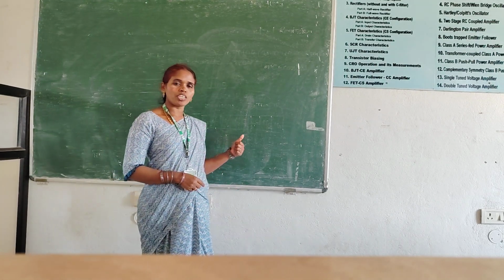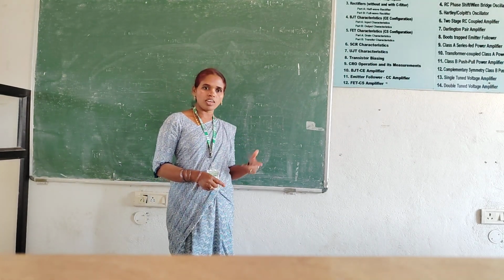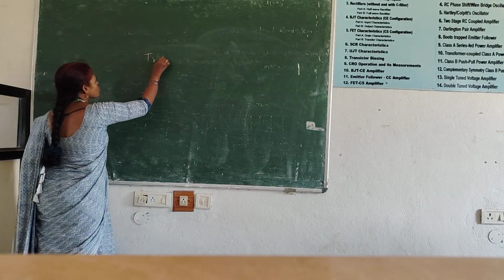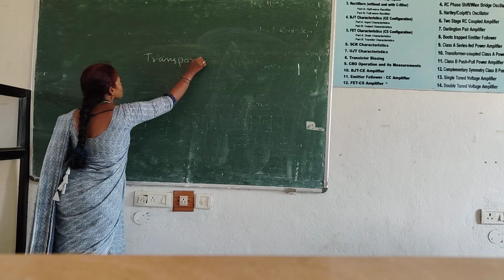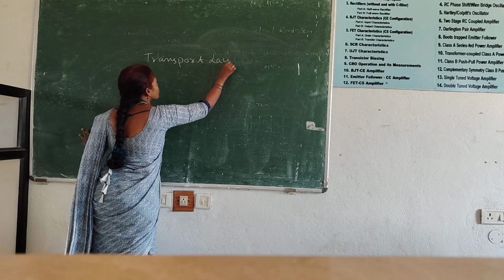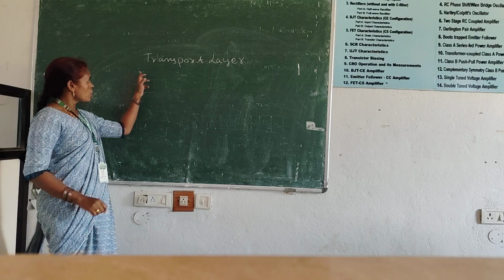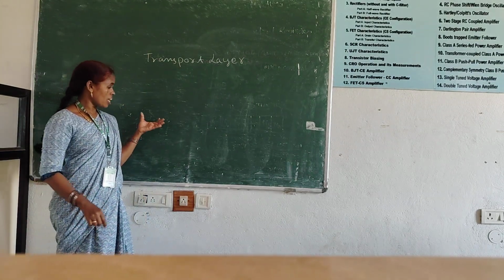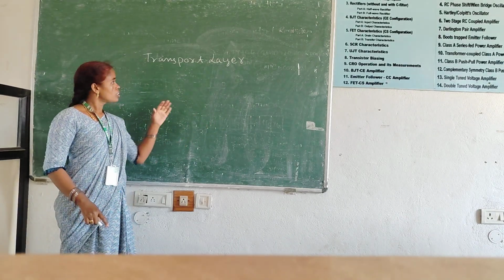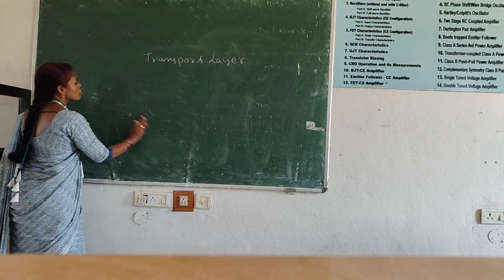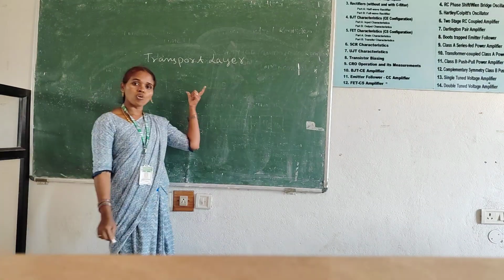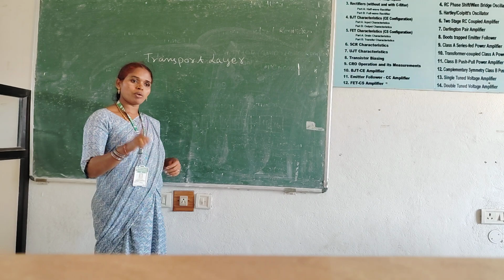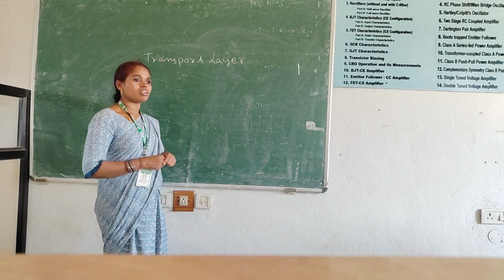Today, I am going to explain the transport layer. In the transport layer, data is transferred from source to the destination, and it is the fourth layer of the OSI model. In the TCP/IP model, it is the third layer.